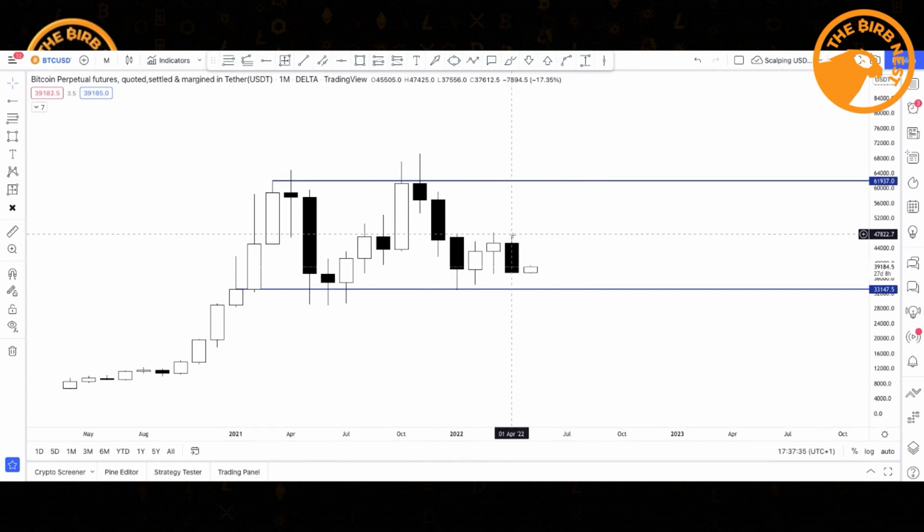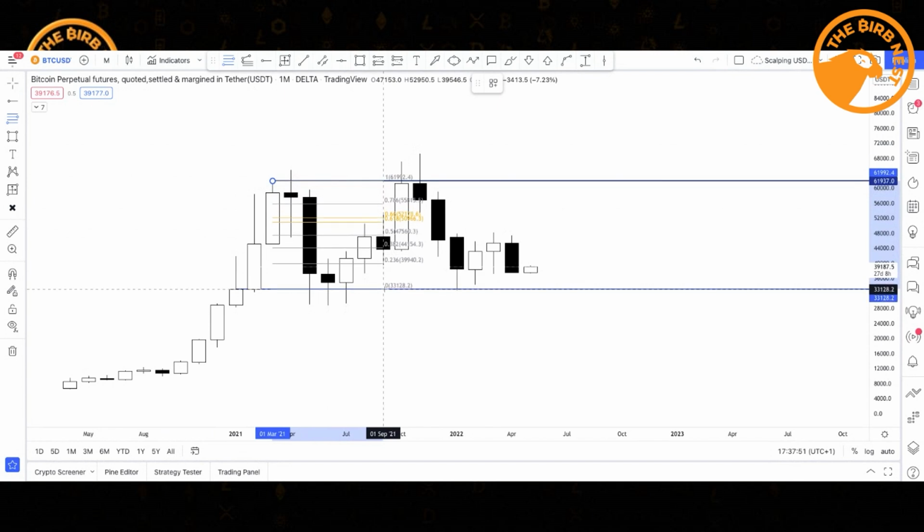We can see we've got upside wicks here, here, here, and here. Also here and here. But we can also see that the bodies have stopped at this same level. But what I like to do on any level is take my Fibonacci tool. I'm going to take the high down to the low.